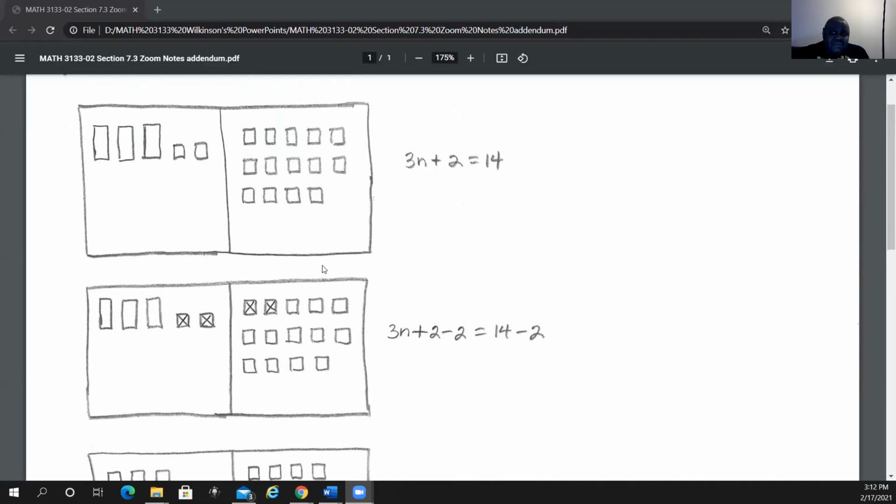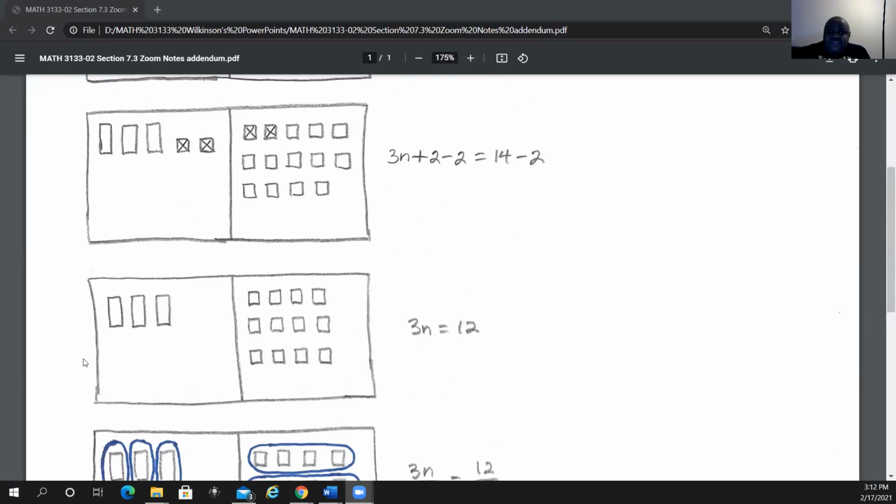And then next, to get 3n by itself, I'm eliminating the 2 one tiles on the left side. If I do that, I must eliminate 2 one tiles on the right as well. That represents 3n plus 2 minus 2 is equal to 14 minus 2.